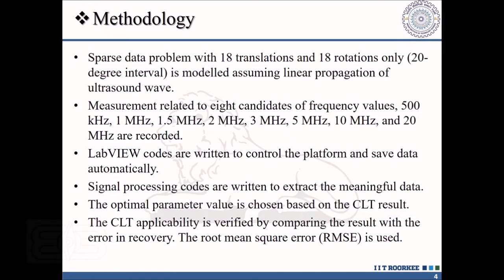And finally, the central limit theorem has been applied to find the optimal parameters such as frequency, and also to select the optimal instance out of a number of instances. The outcome of the central limit theorem is verified by comparing the result with the error in recovery. Error in recovery basically means the reconstruction of the object that is being scanned. The quantifying parameter is the root mean square error, RMSE.